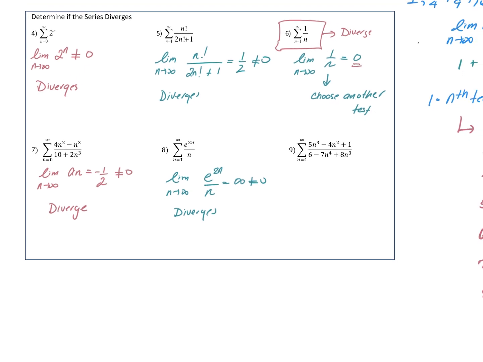And then the last one, we do the limit as n goes to infinity of a sub n. So I'm looking at my exponents. Highest exponent is here. So this does equal 0. So that would tell me to choose another test.